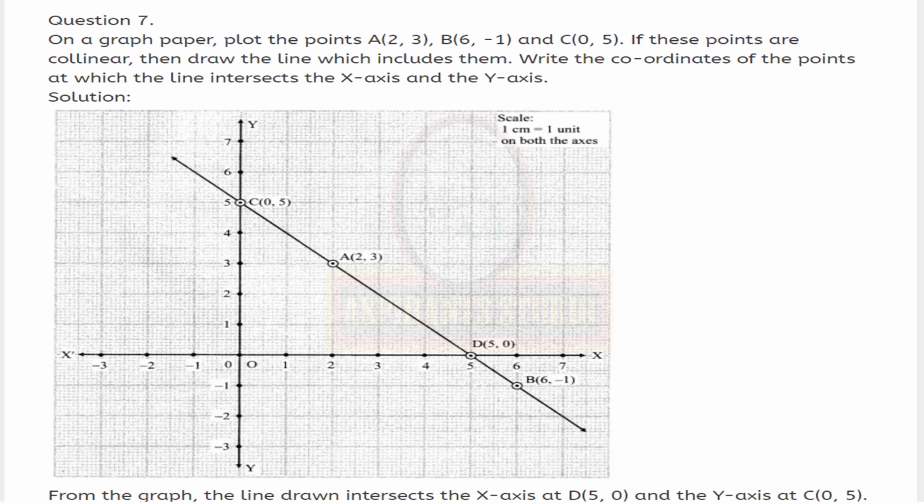I have taught you how to plot the points, so you can plot the points and draw the line connecting them. Here the points are collinear because they all lie on the single straight line. So from the graph, the line drawn intersects the x-axis at 5, 0, which is otherwise D, and the y-axis at 0, 5, which is otherwise the point C.